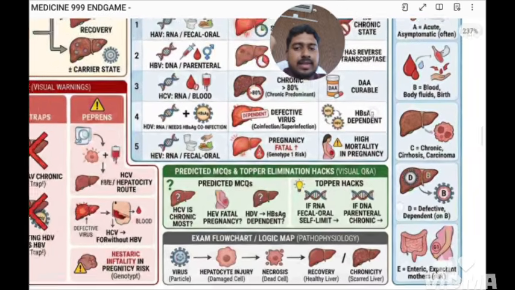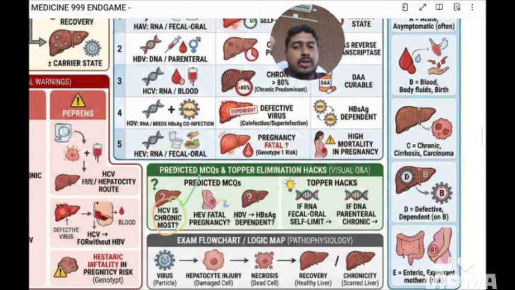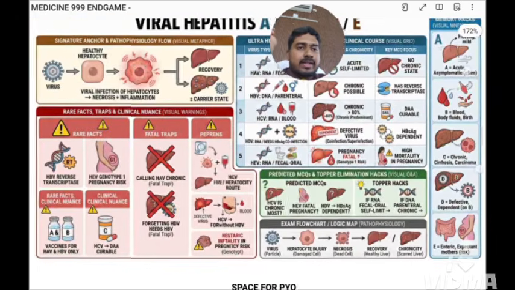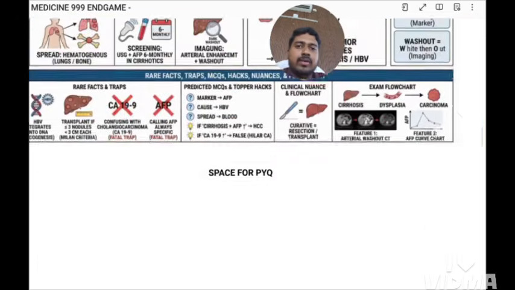Okay, next, HCV is chronic in most of the cases, true. HEV is fatal in pregnancy, which is true. HDV is dependent on HBsAg, which is true. If RNA and fecal-oral route, it is self-limiting. If DNA and parenteral, it is chronic. This is true for HBV. Okay, so I think I have explained everything that is required. We'll also visit this once during microbiology.